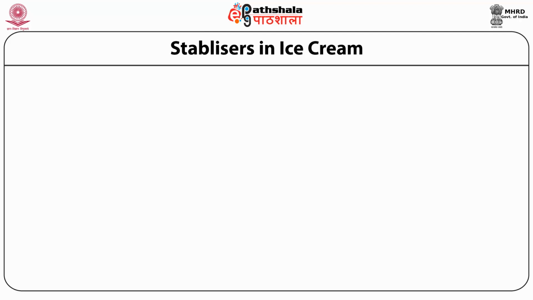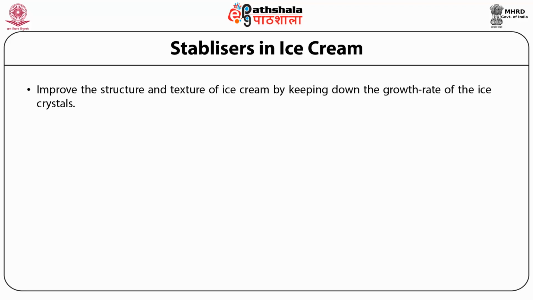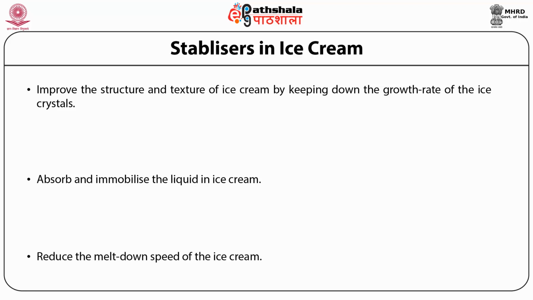The second type of substances which stabilize ice cream mix are stabilizers. Stabilizers, along with stabilizing the mix, keep down the growth rate of ice crystals, immobilize and absorb the liquid in ice cream, and yes, reduce the melting speed of ice cream. Students, after knowing the basic ingredients of ice cream making and the role of emulsifiers in ice cream, let us come to stabilizers, which stabilize it at lower temperature as well as retard its melting speed.